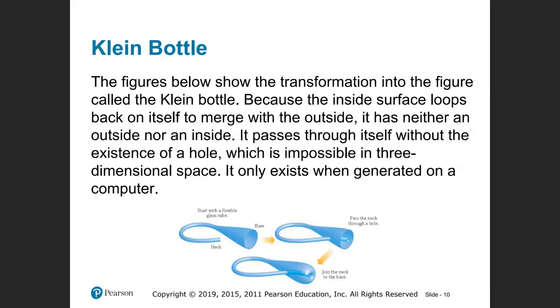Next, we have the Klein bottle. The figures below show the transformation into the figure called the Klein bottle. Because the inside surface loops back on itself to merge with the outside, it has neither an outside nor an inside. It passes through itself without the existence of a hole, which is impossible in 3-dimensional space. It only exists when generated on a computer.